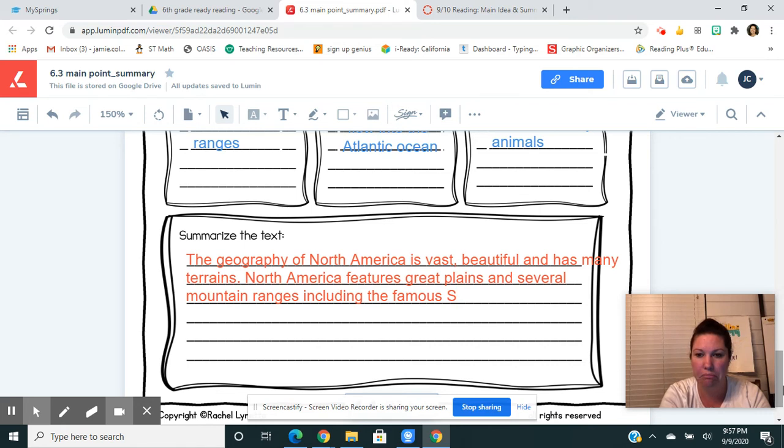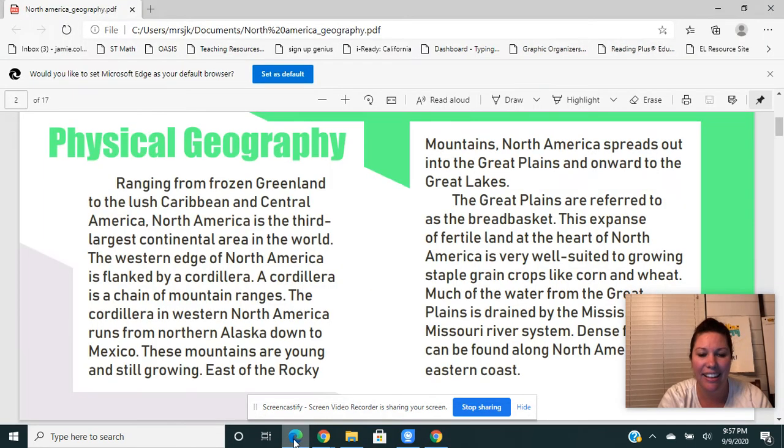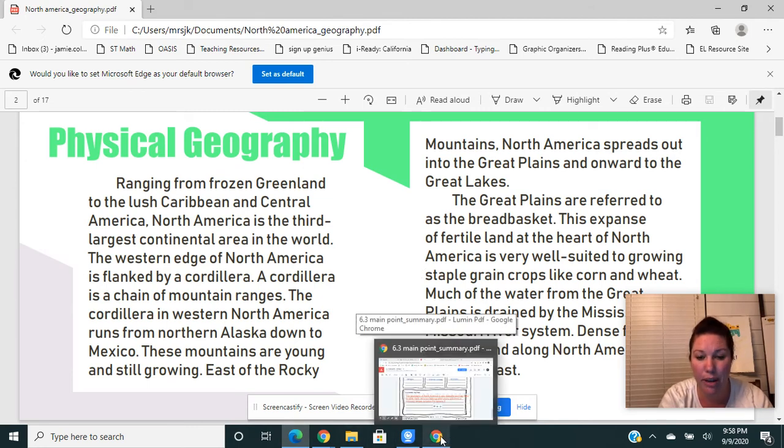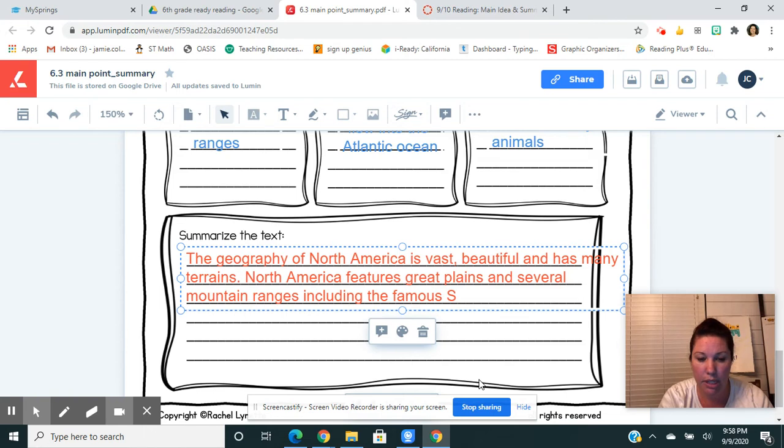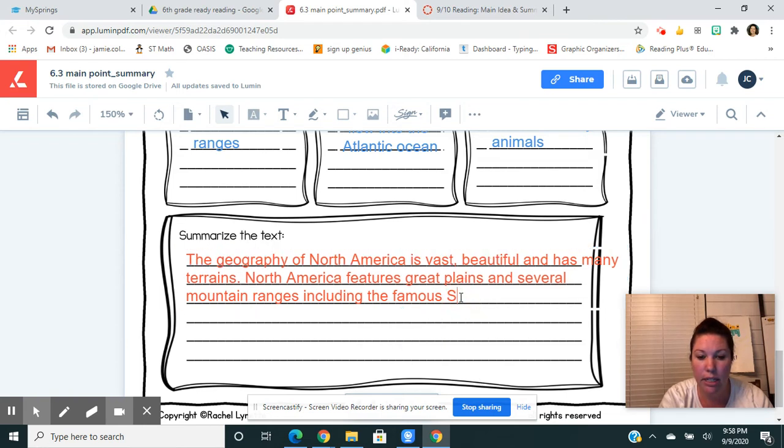How come I can't remember? I need to go back. I'm having trouble remembering. Does it say it in here? The Sierra Mountains? Well, it talks about the Rocky Mountains. So maybe I'll change it to the Rocky Mountains, which does include the Sierras. Okay, so I'm going to go back. That's why we need our article. Sometimes we have to go back and reread. Even Mrs. Collins does. So I'm going to put the Rocky Mountains instead because they talk about the Rockies. Rocky Mountains.